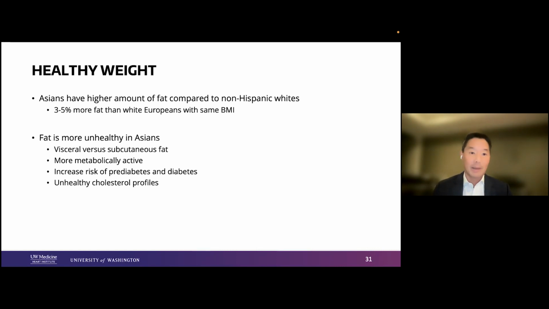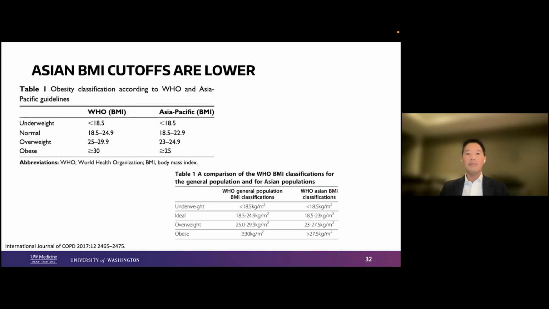We have more intra-abdominal or visceral fat. That fat tends to be more metabolically active, which is not a good thing, and increases our risk of pre-diabetes and diabetes, and also is associated with more unhealthy cholesterol profiles. So these are more numbers that you need to be aware of.